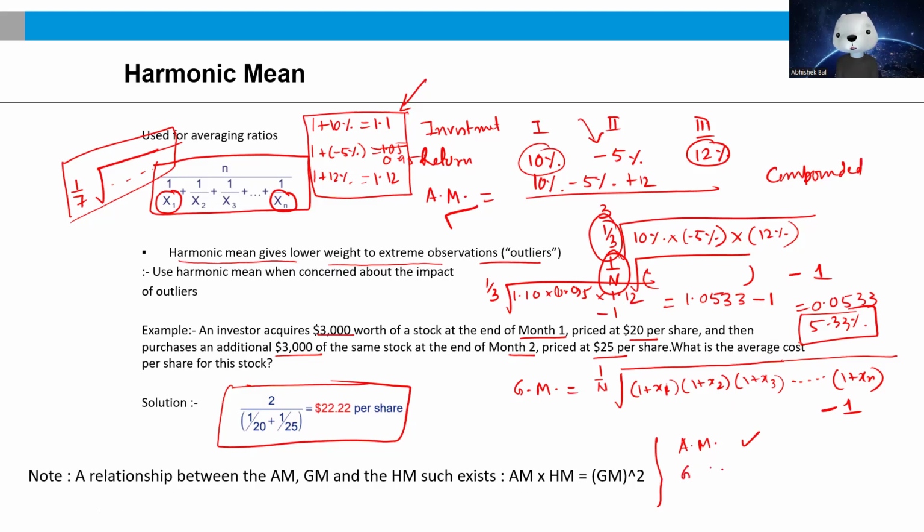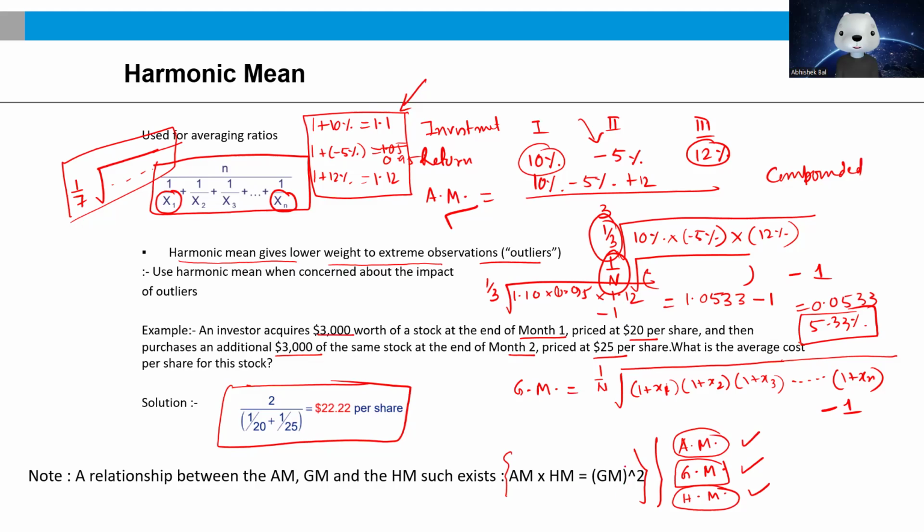The geometric mean, on the other hand, is more suitable when we are talking about multi-period kind of returns, because it takes into account the compounding effect. The harmonic mean, on the other hand, is more suitable when we have to systematically discard the effect of the outlier. So in that regard, the least value is going to be with the harmonic mean, the highest value is going to be with the arithmetic mean, and the geometric mean is going to lie somewhere in between, with the relationship that AM times HM is equal to GM squared.